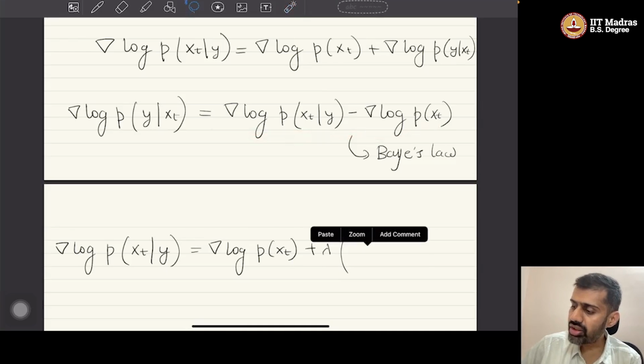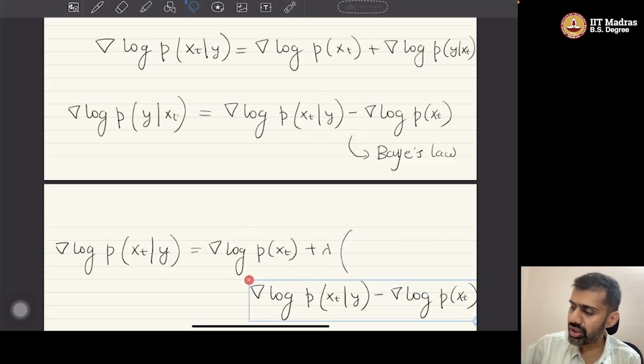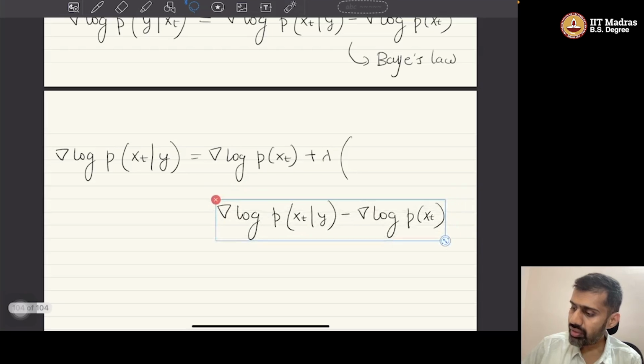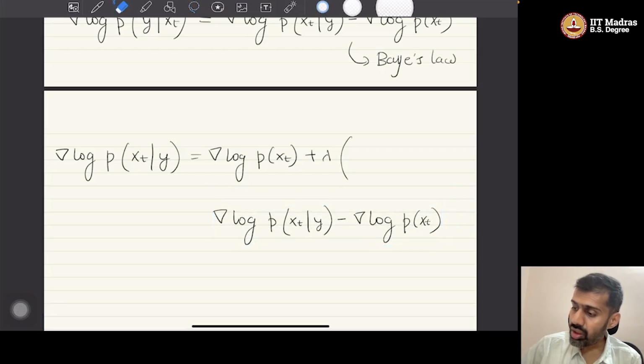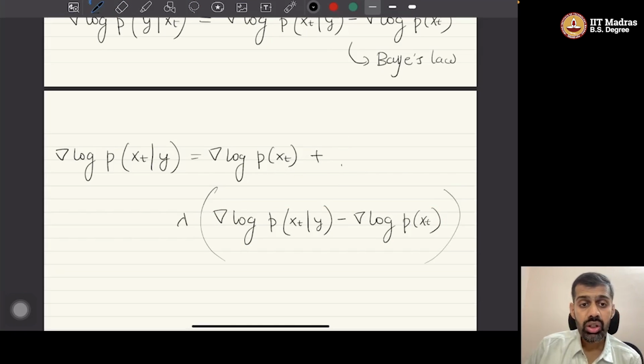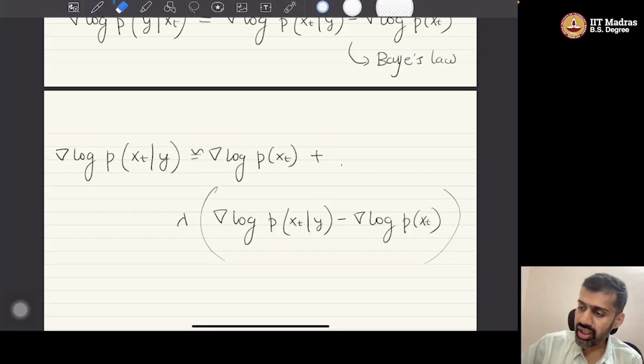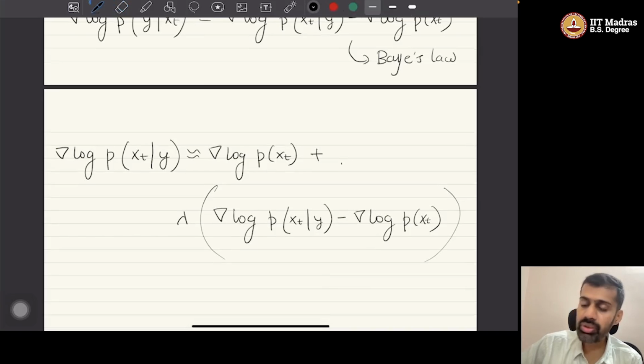So I'll just add a scalar constant, okay, that controls how much of the conditional score and unconditional score I'm using. I'll just put a lambda here. Please note that this is not exactly equal. This becomes an approximation now. Classifier-free guidance is rather an approximate method because these are not exactly equal. Only when lambda equals 1 this becomes equal. In that case, we'll go back to classifier guidance.